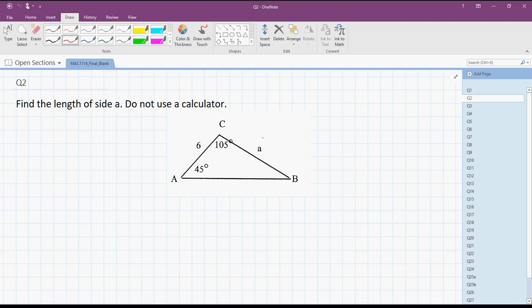Okay? So they want you to find the length of side A. We're not using a calculator. So again, question 1, question 2, question 3, 4, 5, 6, and 7 all come from 11.1. So these are all law of sines problems. So this problem is all about using the law of sines. And if you look at this, it makes sense because what we have is angle, side, angle. And law of sines is the only thing that works for angle, side, angle.